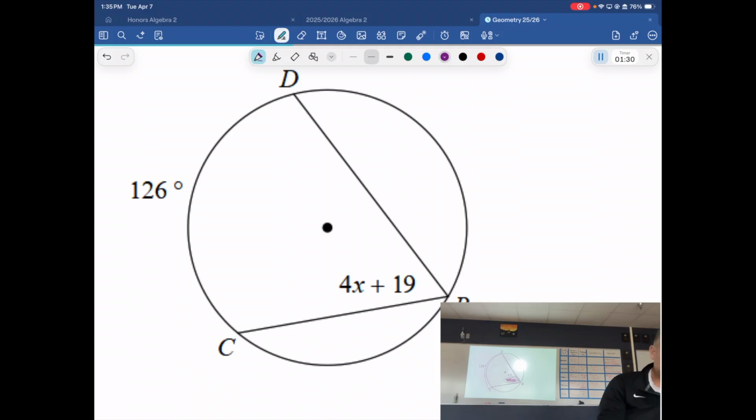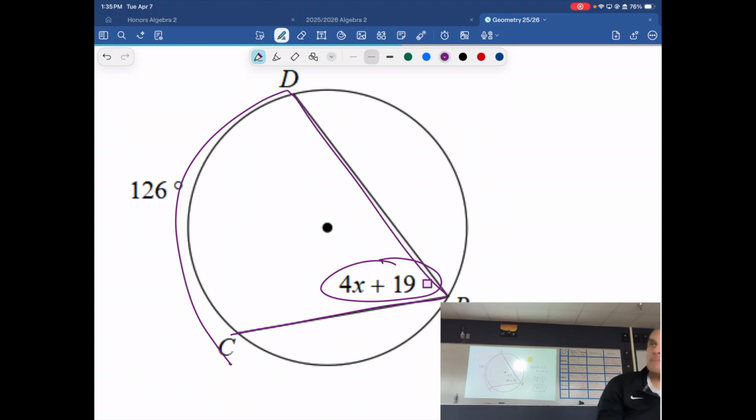Now we have to keep in mind that we do actually know it. We know it's 4x plus 19. So 4x plus 19 has to equal 63. Minus 19. Subtract 19, 44. Divide by 4. x equals 11. Everybody agree? Okay, nice job.